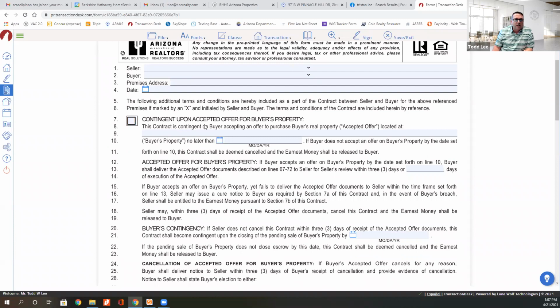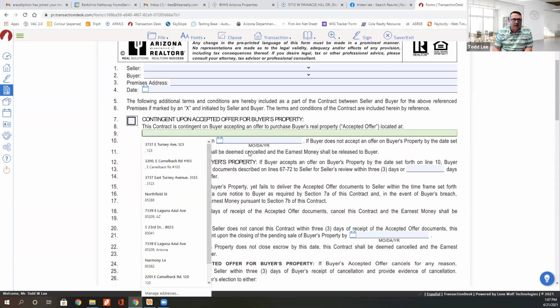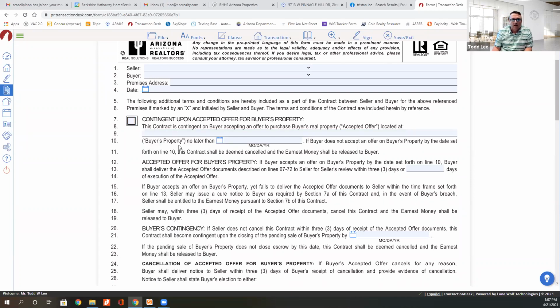So the first one is contingent upon acceptance of an offer for the buyer's property. So this is if the house that your buyer is selling may not even be on the market. But if it is already on the market, but you don't have a contract on it, you're going to want to put in their current house that they're trying to sell on that line. And then the date that it has to be under contract by. So you want to have an accepted offer by such and such date.